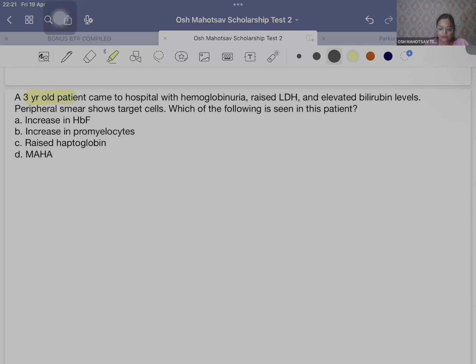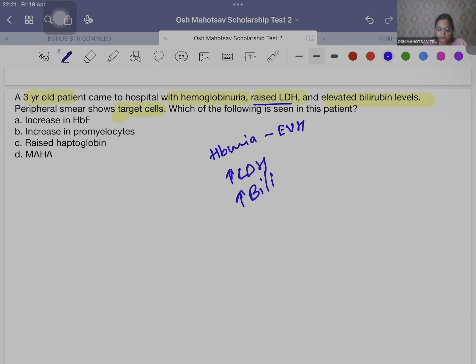A 3-year-old patient comes to the hospital with hemoglobinuria, raised LDH, and elevated bilirubin level. They are having target cells. Which of the following will be the answer? Hemoglobinuria means the patient is having hemolysis. More LDH means breakdown of the RBCs. More bilirubin will also show the same. And target cells are specific, or we can say we will find them, in thalassemia.